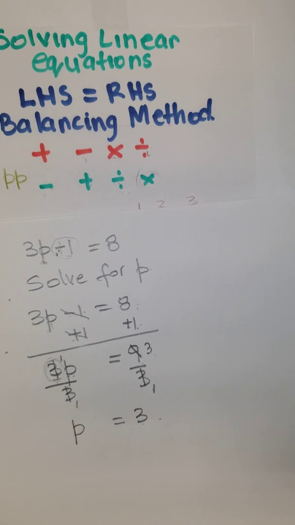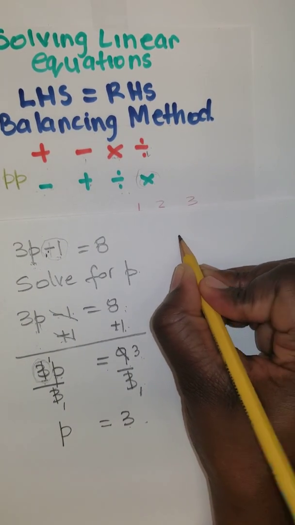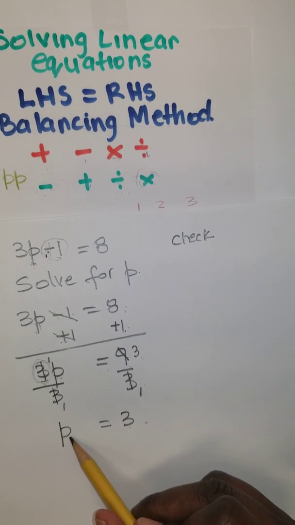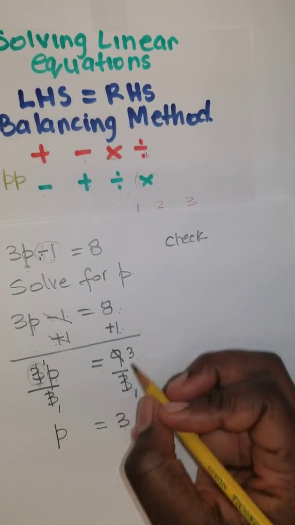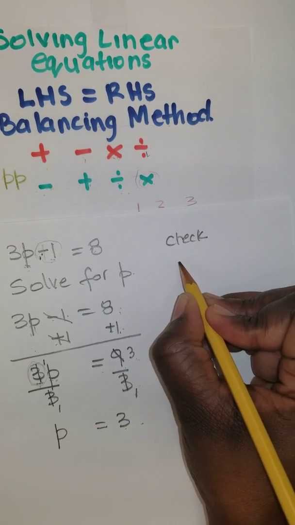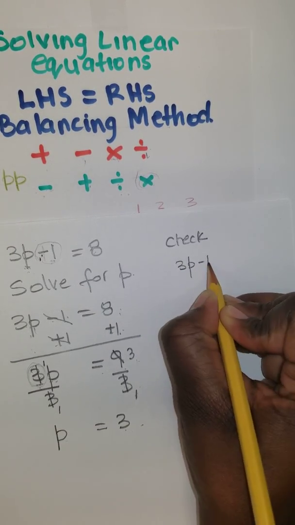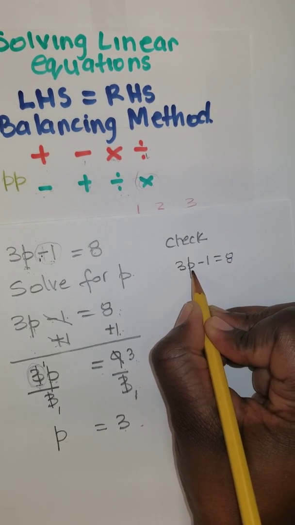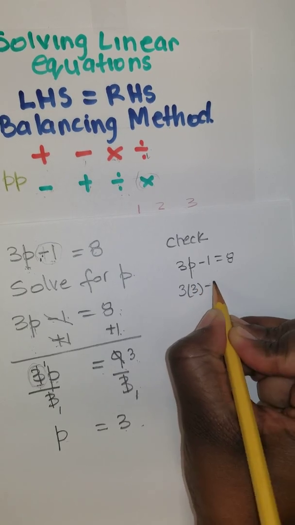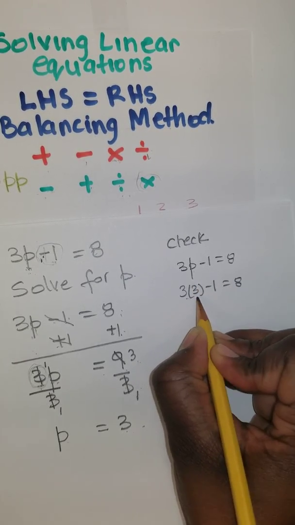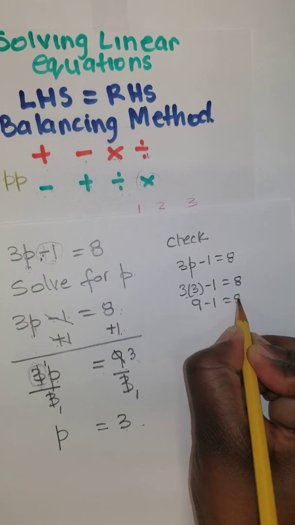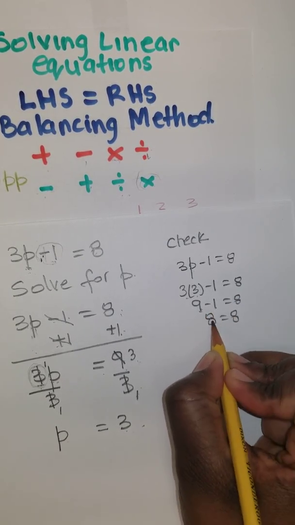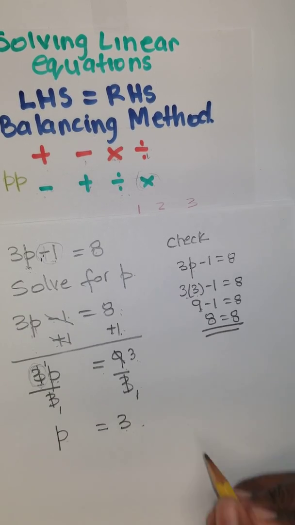So let's go ahead and check if our answer is correct. When you're checking, you replace the answer you get for p back into the original equation. So 3p minus 1 is equal to 8. p is 3, so it's 3 times 3 subtract 1 is equal to 8. 3 times 3 is 9, subtract 1 equals 8. 8 is equal to 8. So this, again, is balanced.